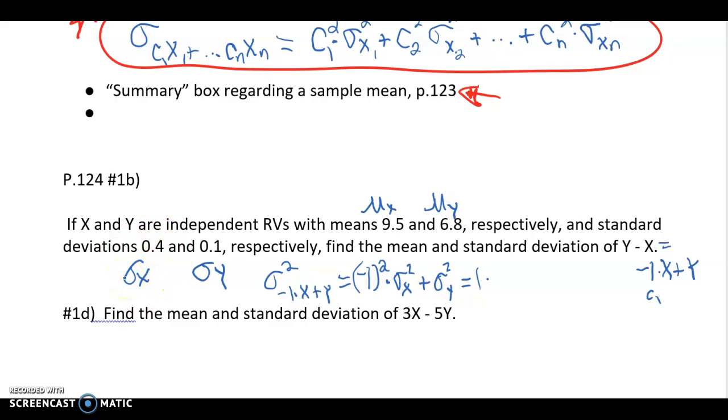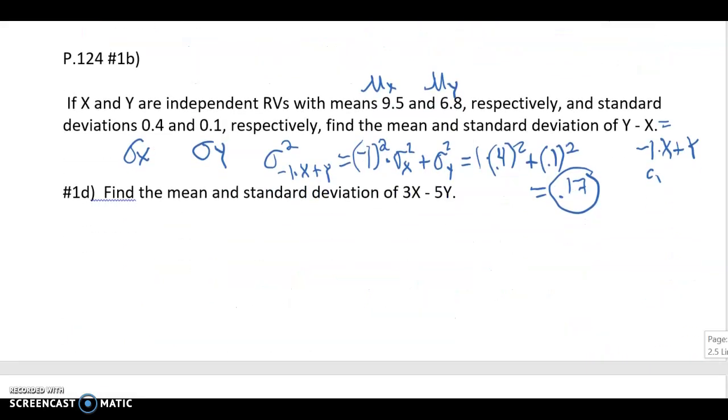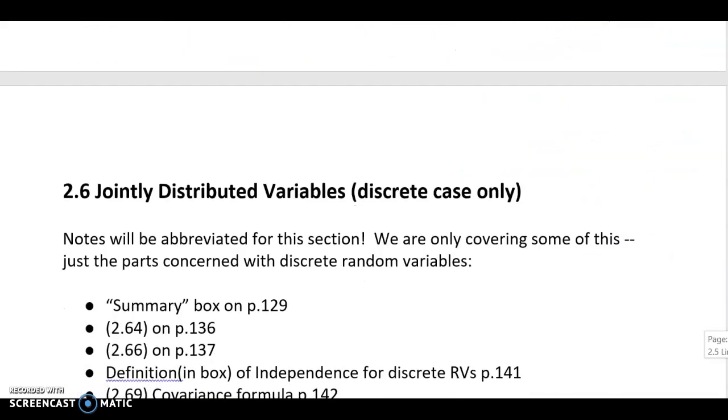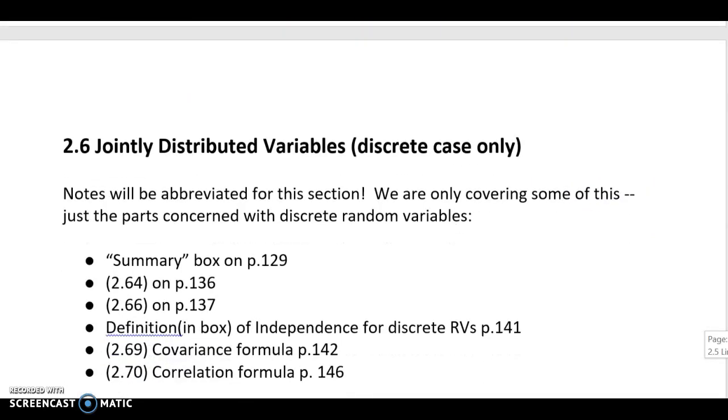These are standard deviations. So 0.4 squared plus 0.1 squared. When you do that, you'll get, let's see, 0.17. So the variance of y minus x ends up being 0.17. I'm going to skip this one. Maybe we'll do this in class. That'll probably be enough to get you started on homework, by the way. It's not very much there.